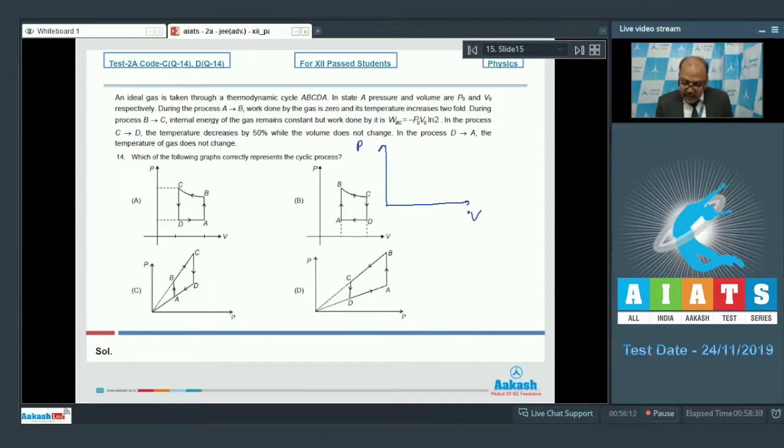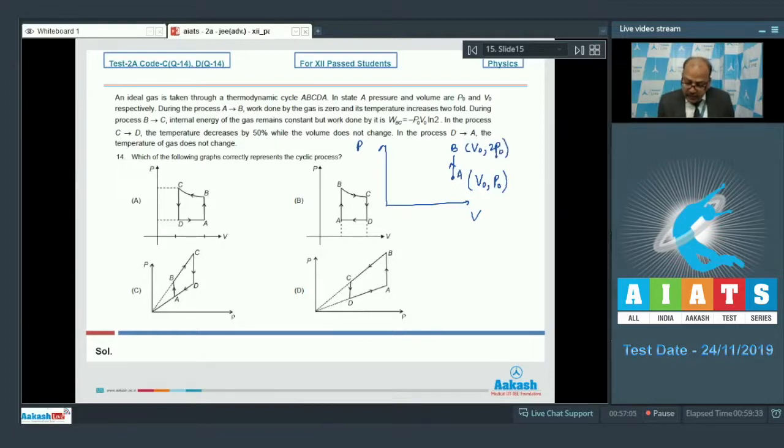It's given that process AB is an isochoric process because the work done is 0 and the temperature increases twofold. So let's say this is point A, and at point A the coordinates are V0, P0. Process AB is isochoric, in which the temperature increases twofold, so that means pressure also increases twofold. So from A to B, here we again have V0, 2P0.